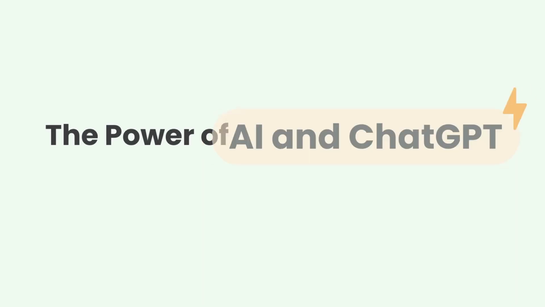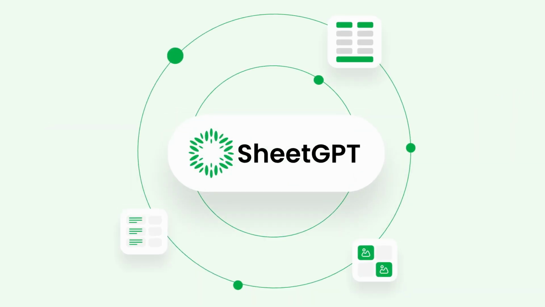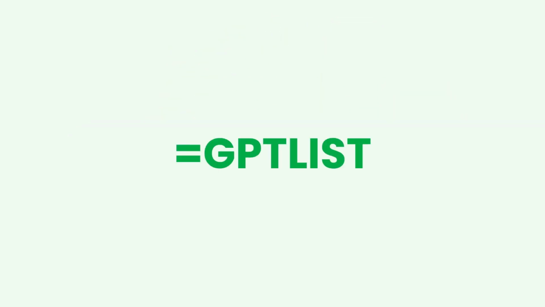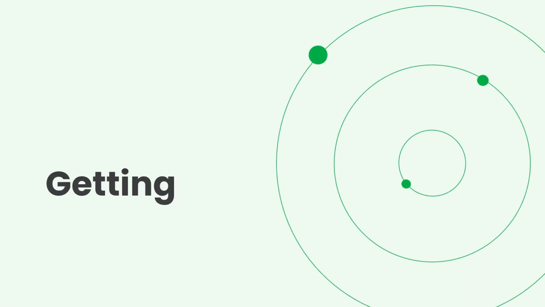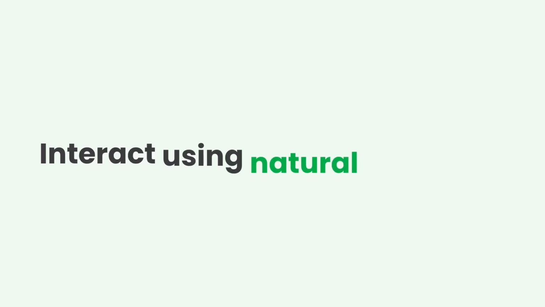Now you can use the power of AI and ChatGPT directly in your spreadsheets with SheetGPT, a free extension for Google Sheets. In this video, we're exploring the GPTLIST function to generate multiple items at once with AI. Getting started. The GPTLIST is perfect for bulk tasks and list generation. It simplifies creating multiple items based on your input using natural language.